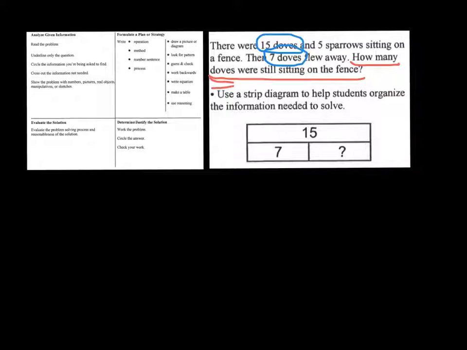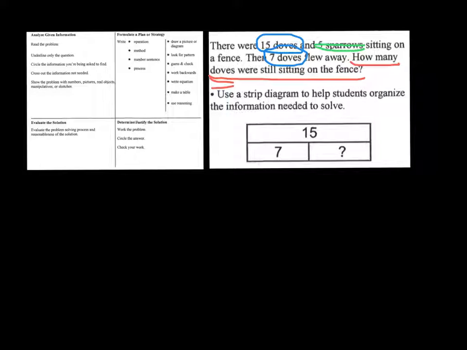Well, that 5 sparrows is not important, so I'm going to strike through that information. That way it doesn't confuse me. That 5 just disappears. I don't want to have anything to do with it. Then 7 doves flew away. That's all important. How many doves are still sitting on the fence? And in this case, they want us to use a strip diagram.